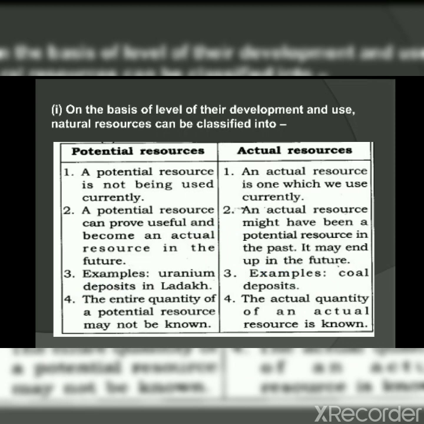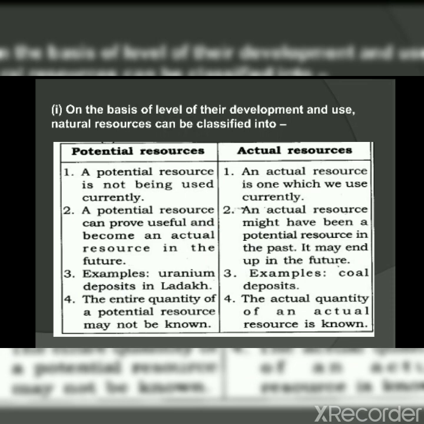Number 1, natural resources on the basis of their level of development and use. How are they divided on this basis? They can be divided into potential resources and actual resources.